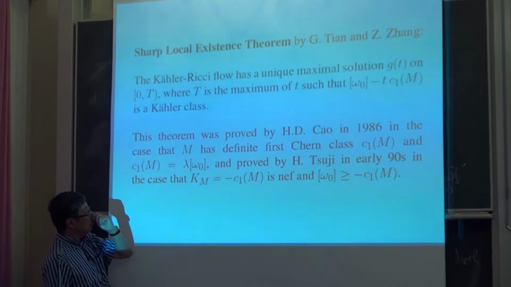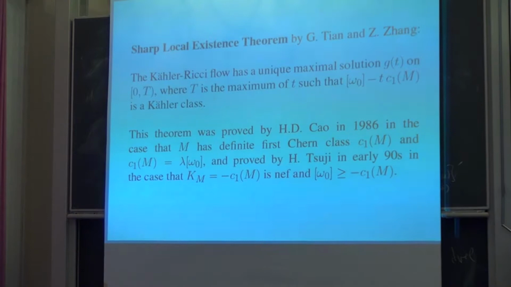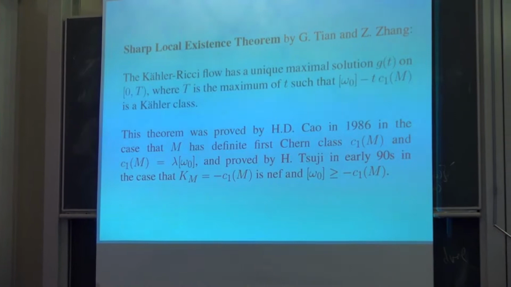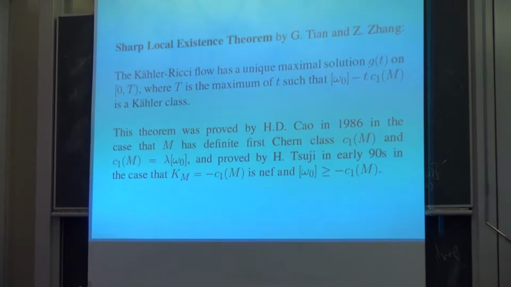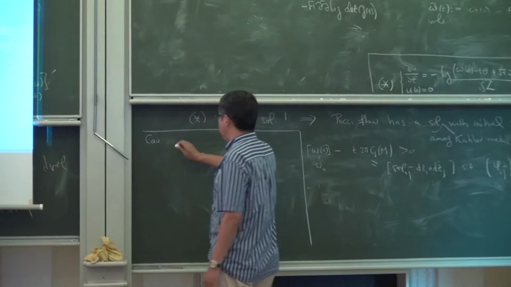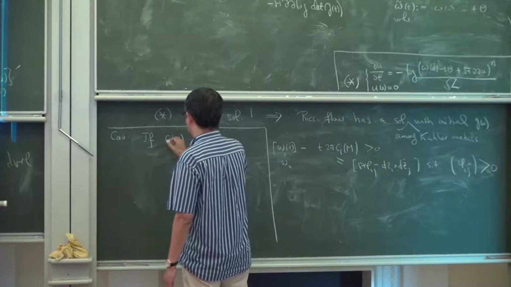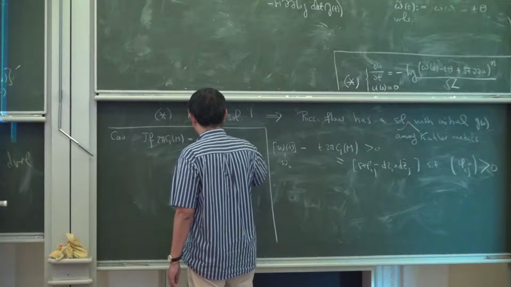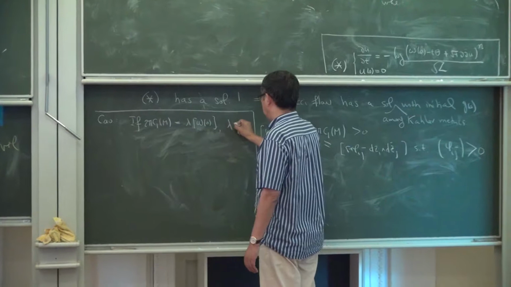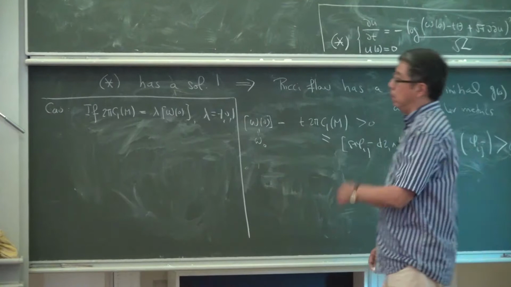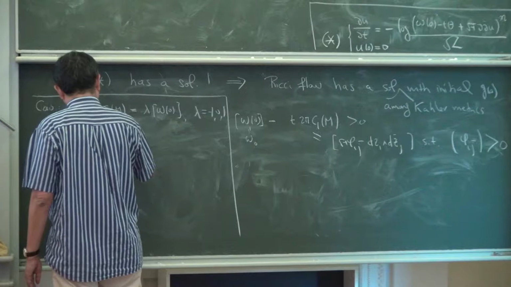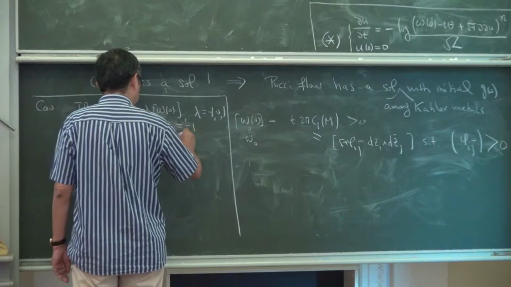The way of proving this was known for a long time. There are two important cases. We consider the Kahler-Einstein case, if this c_1, maybe 2 pi of that, is lambda times omega 0. Okay, so lambda you can normalize as three cases, and then T is infinity if lambda is minus 1 or 0, and 1 otherwise.